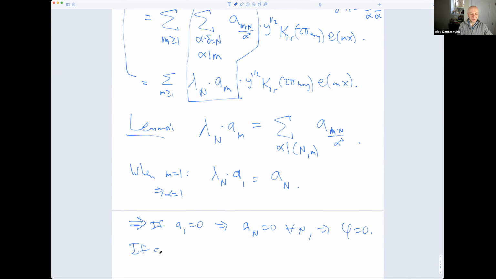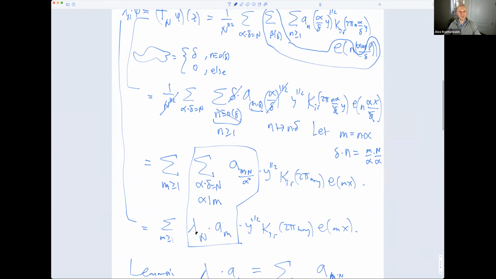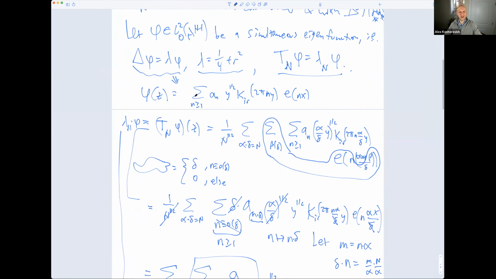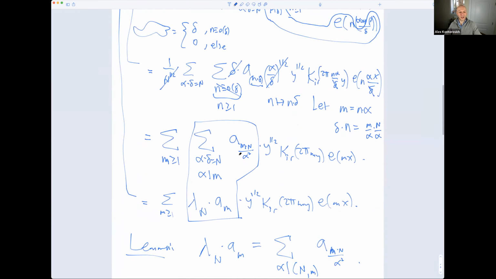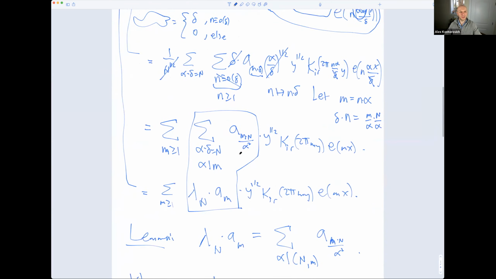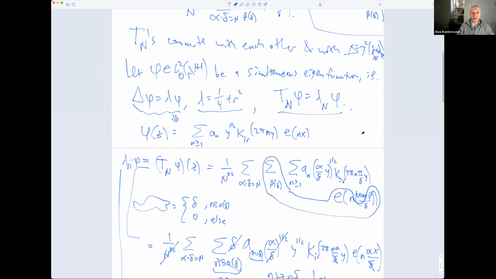Conversely, if a1 is not equal to 0, well, then I can normalize, right? This eigenfunction is just a function up to normalization. I can just normalize it. This is called Hecke normalized. Oh, I should have said what this is called. This phi is called a Hecke-Maass cusp form. So being an eigenfunction of the Laplacian is the Maass, being an eigenfunction of all the Hecke operators is the Hecke, and being a cusp form is that a0 is 0. Right.